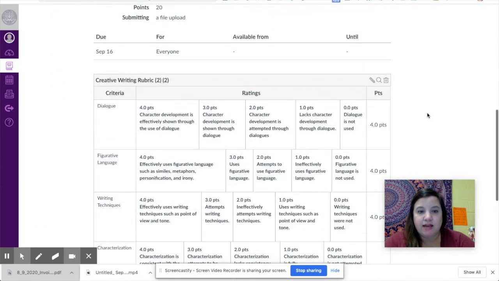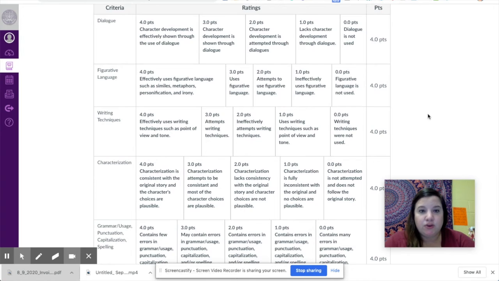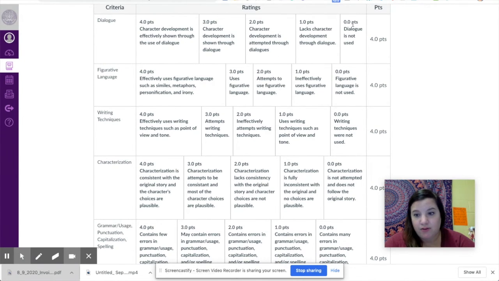So if you scroll down, you'll see the rubric. Here's what you're graded on. Dialogue. If you don't include any dialogue, you're getting a 0 out of 4. So make sure that you're including dialogue. Same with figurative language. Writing techniques, this is your point of view and tone.